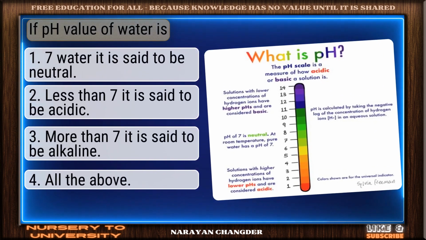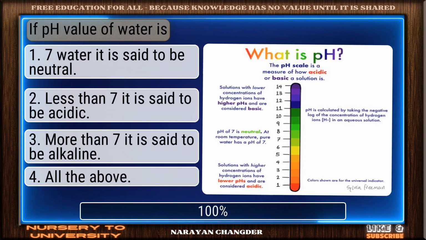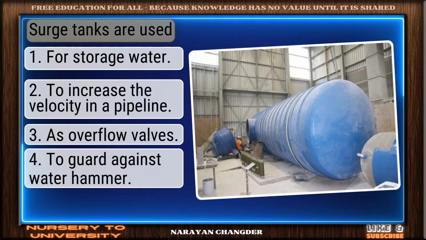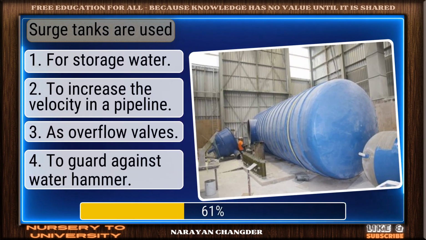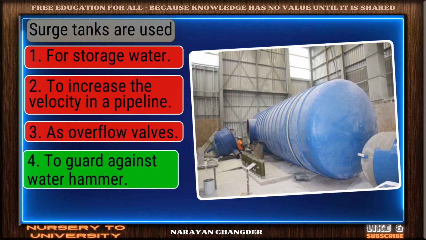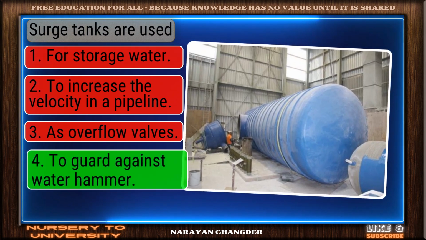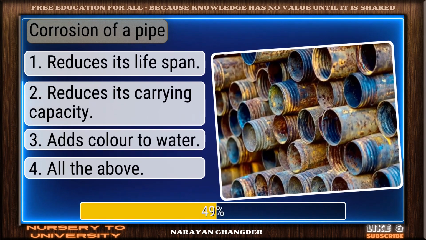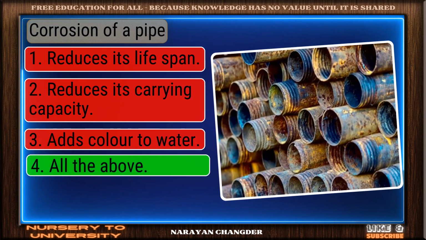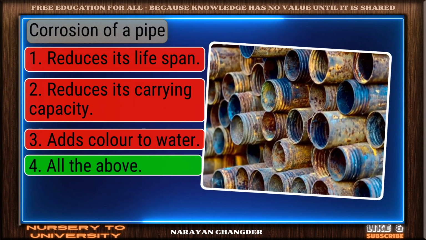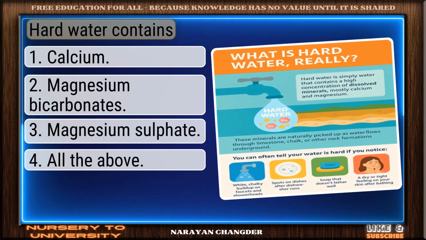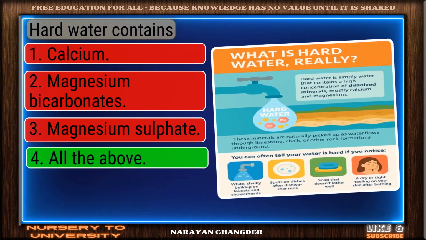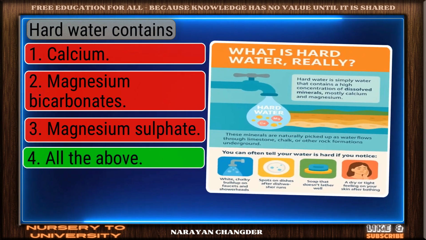If Fe value of water is... Well picked. All the above is the correct answer. Surge tanks are used... Correct response. To guard against water hammer is the most accurate answer. Corrosion of a pipe... Strong choice. All the above is the right answer. Hard water contains... On track. All the above is the correct answer.